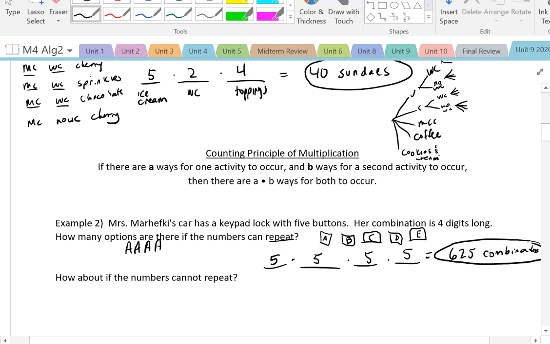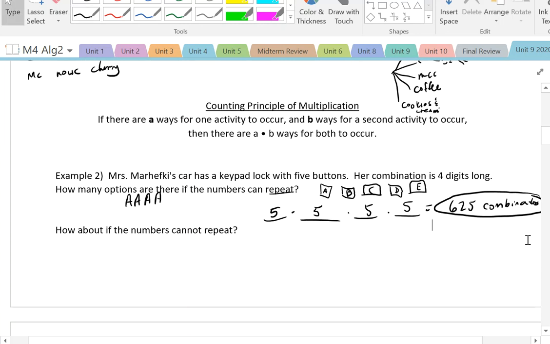Now, how many are available if the numbers cannot repeat? So that would mean A, A, A, A is not a possibility. I would have to have A, B, C, D. Okay, so I'd have 5 for that first option. But now, whatever button I've pressed for that first one, I can't repeat it. So then I would have 4 options available, and then I would have 3 options available, and then I would have 2 options available. See this decreasing setup?